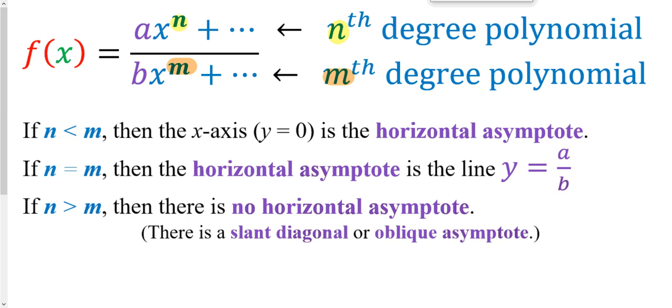Now, if the top and the bottom have the same power, that's our second bullet point, then it's just going to be y equals the two numbers in front of those highest powers divided by each other. Now, if the top has a bigger power than the bottom, there's no horizontal asymptote. There'll be an oblique or a slant asymptote, but we're not going to be real concerned about getting into that.